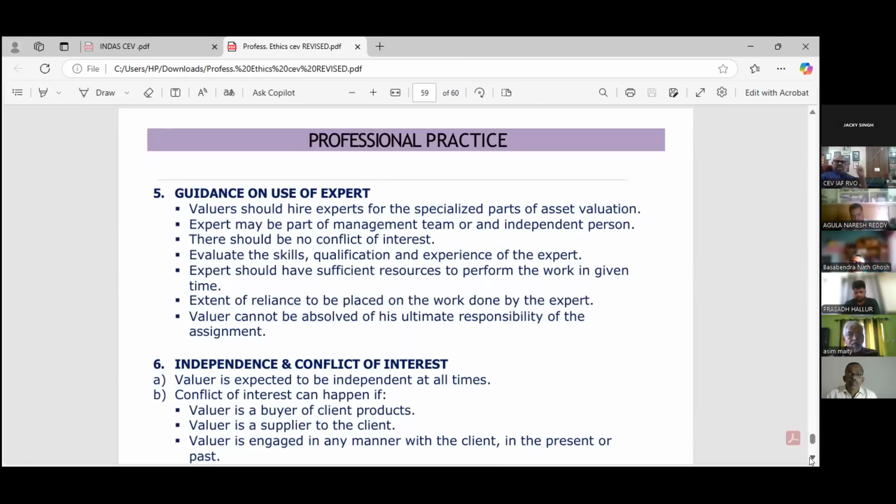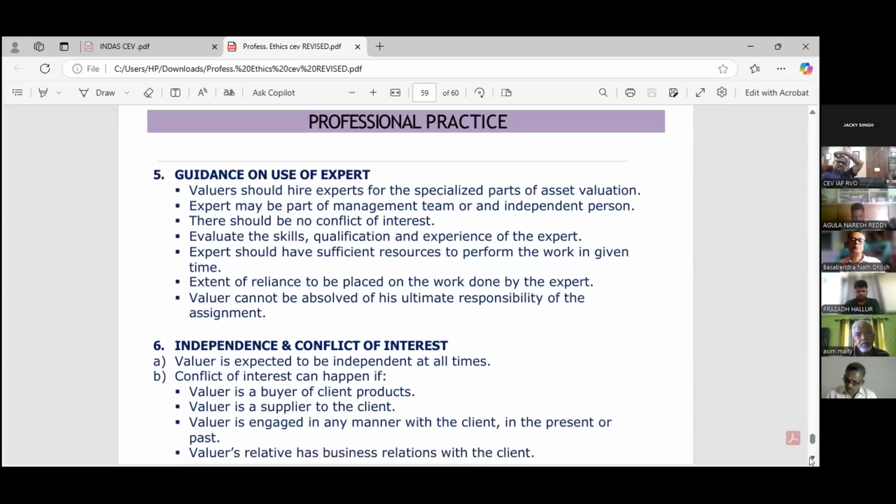Bullet number 4 is very, very important. When you hire the expert, it is your duty to evaluate the skill, knowledge, and experience of the expert. Experts should have sufficient resources to perform the work in a given time. Extent of reliance to be placed on the work done by the expert: the valuer cannot be absolved of his ultimate responsibility of the assignment.